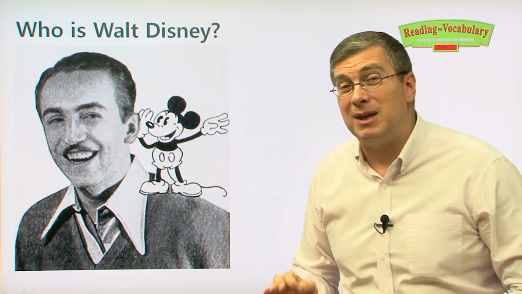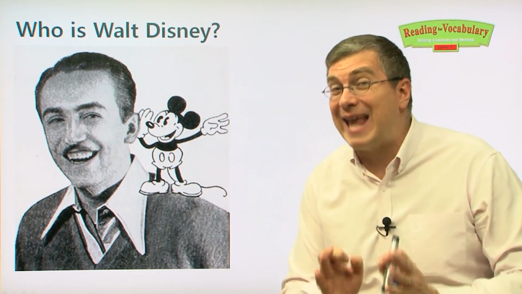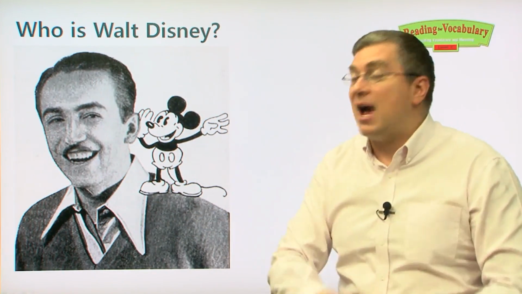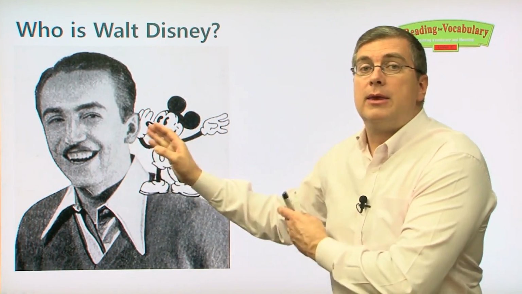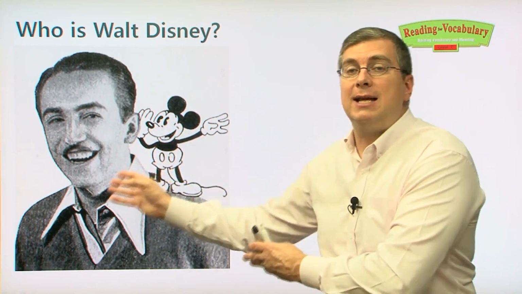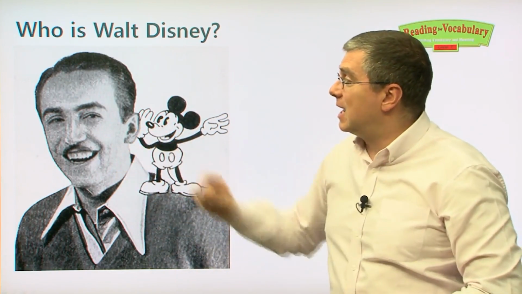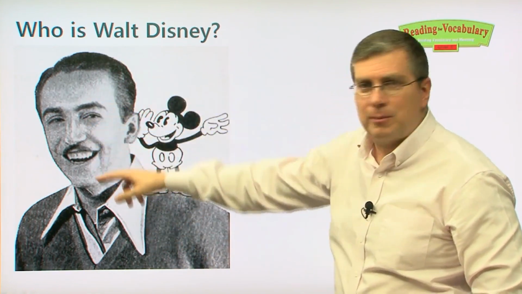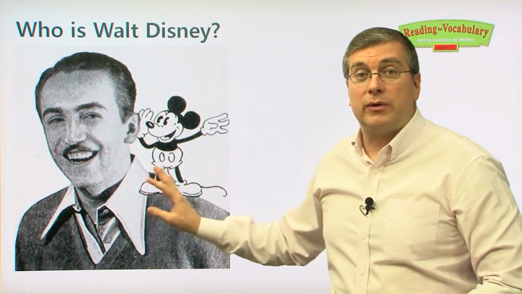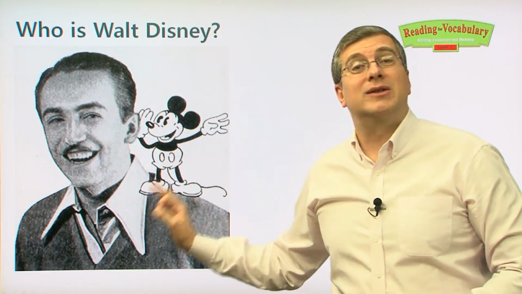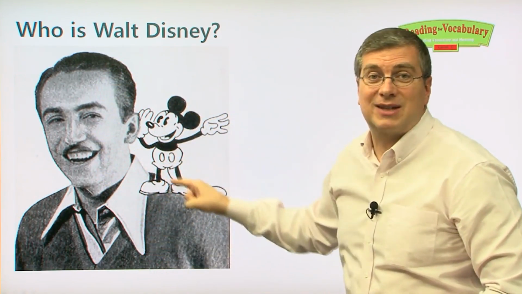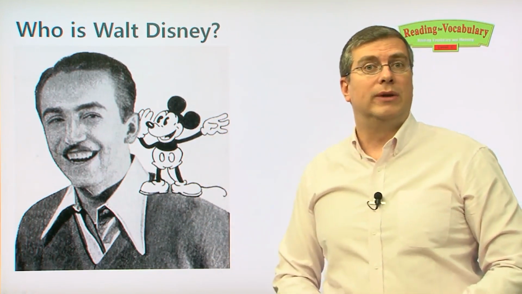That's his name. Did you know Disney is a name? It's not a place. Well, it is a place, but it's named after the creator, the person who created these characters. His name is Walt Disney. It looks like a very old picture, doesn't it? Because Walt Disney lived a long time ago, right? Mickey Mouse, his most famous character, is very old actually.